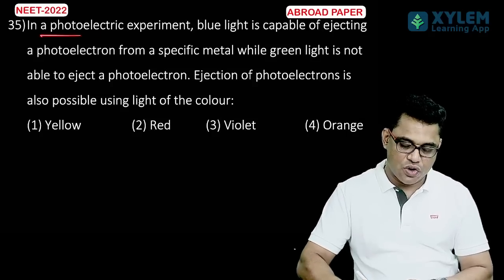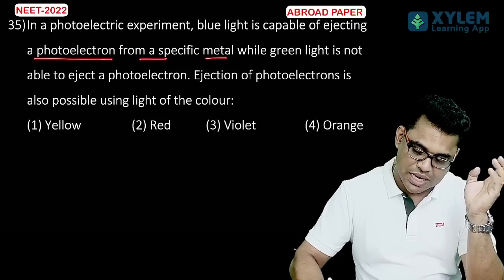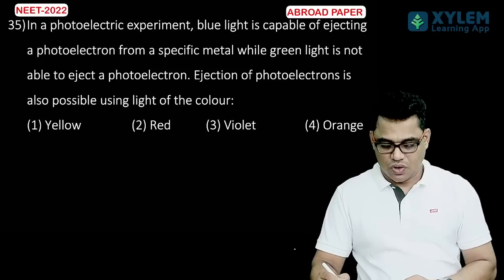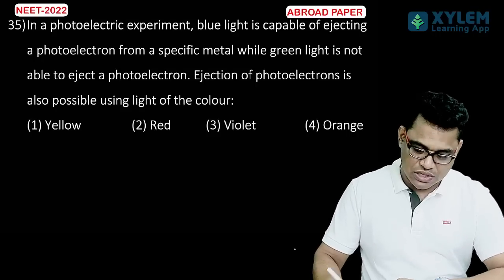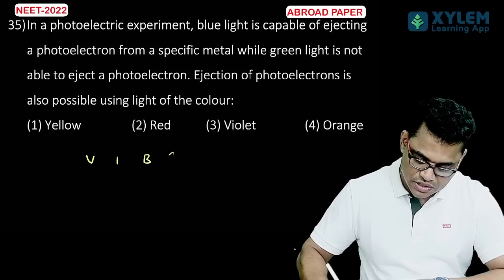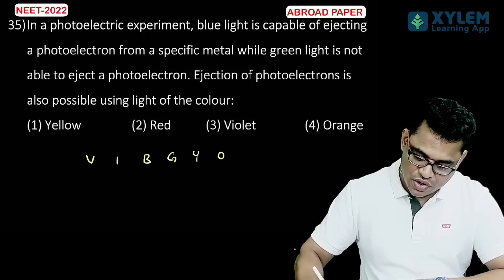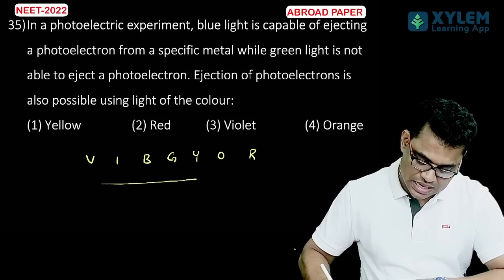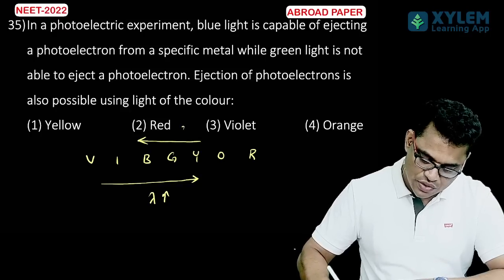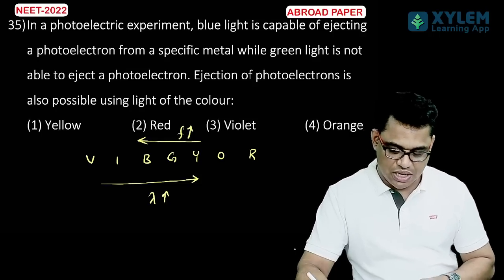35th question. In a photoelectric experiment, blue light is capable of ejecting photoelectron from a specific metal, while green light is not able to eject photoelectron. Ejection of photoelectron is also possible using the light of color? Let us write VIBGYOR. You know that. As you go to red, what will happen? Wavelength increases. In the opposite direction, frequency increases.